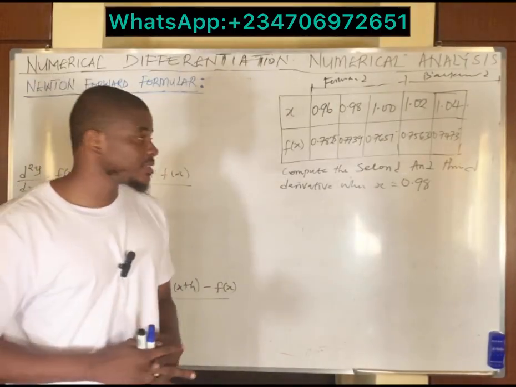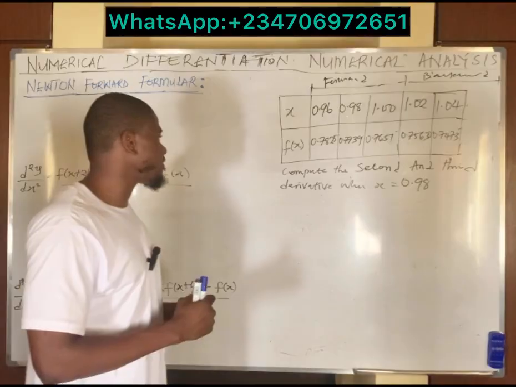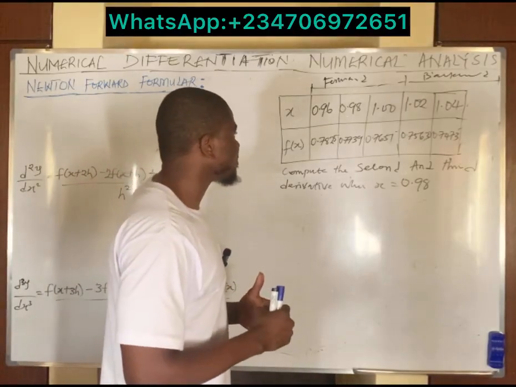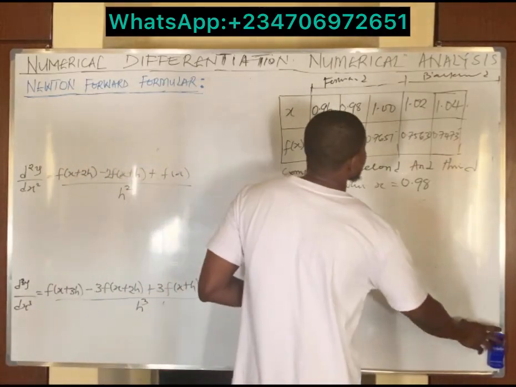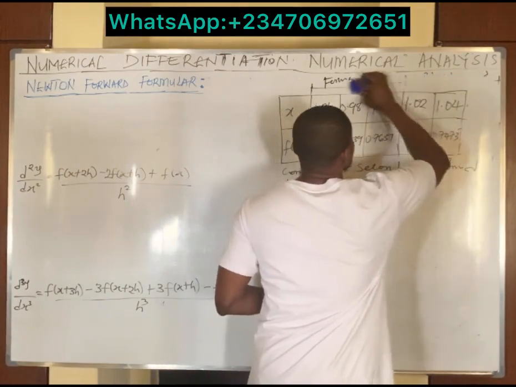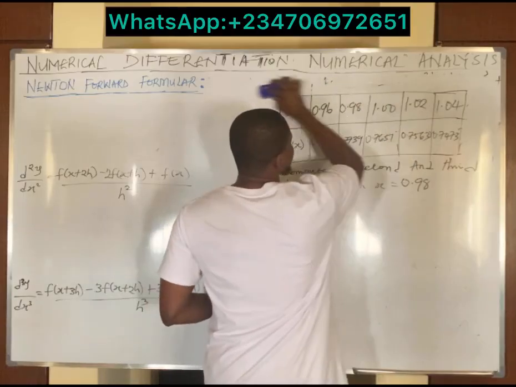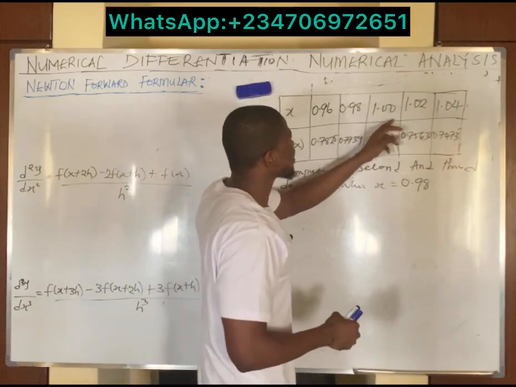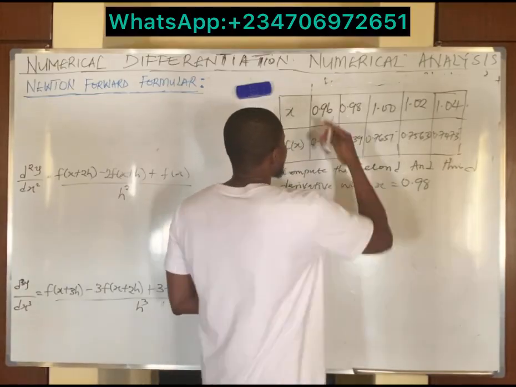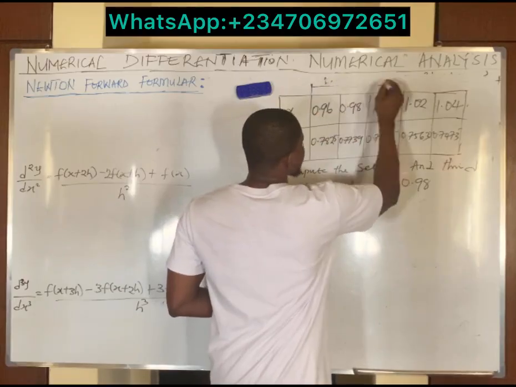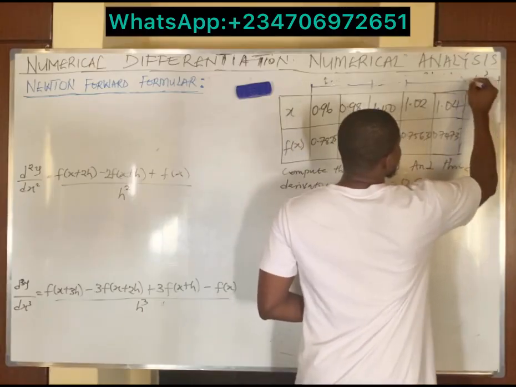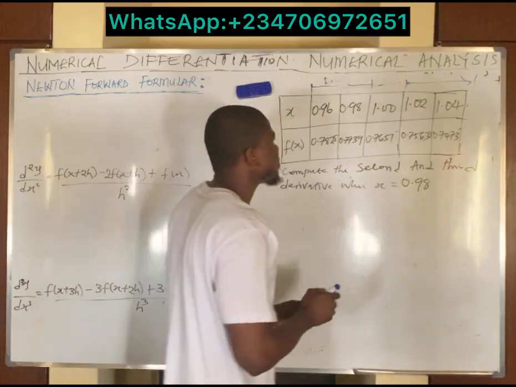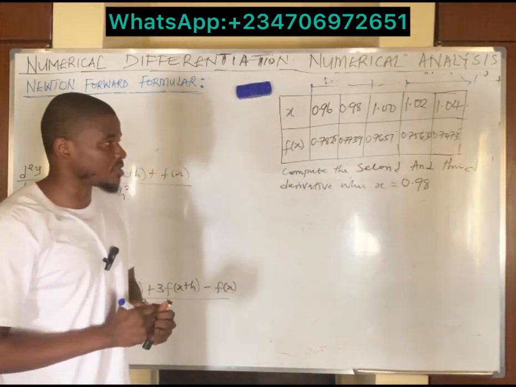All right. So let's consider the second question. It says compute the second and third derivative when x is equal to 0.98. Okay, so once again, in this case, this table that contains values is categorized into five different places. So the table has values 1, 2, 3, 4, and 5. So which means the first two will represent our forward table, the last two represent the backward table, and any value that falls at the center here, we simply employ the central difference method to solve.